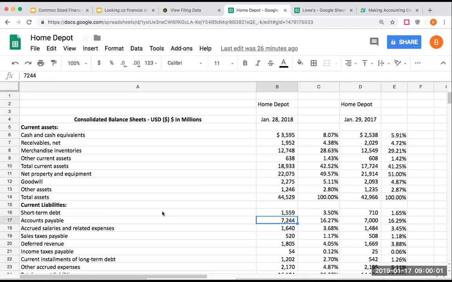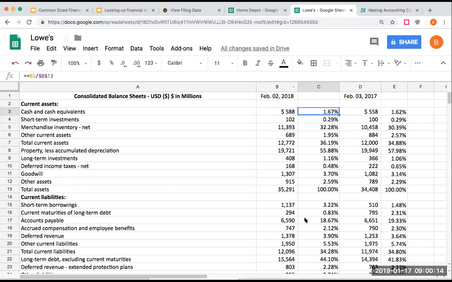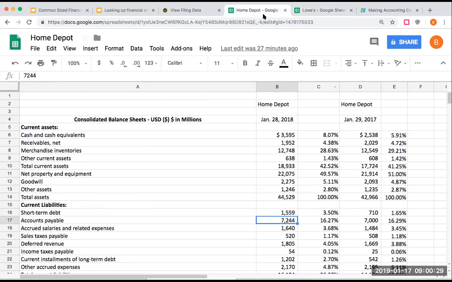Where you get into more great questions is when I look at the current liabilities, or accounts payable. Here, Home Depot has roughly 7.2 billion of accounts payable, and Lowe's has about 6.5 billion of accounts payable, as of a year ago. So for Lowe's, about 18% of their total assets is in short-term accounts payable. Over here, it's about 16%.